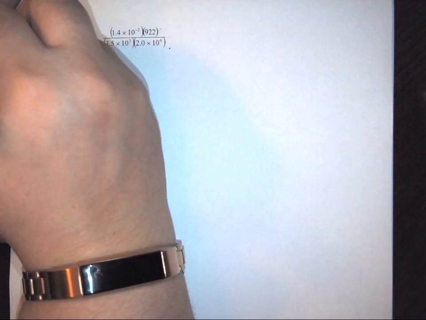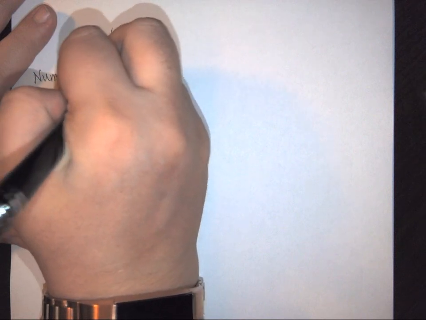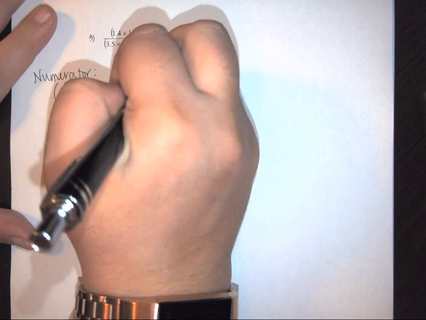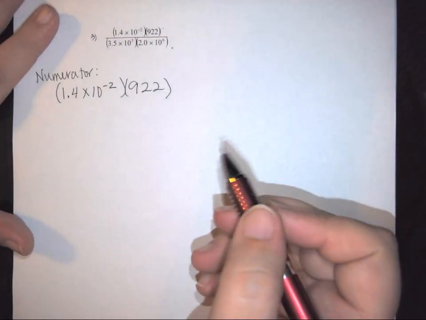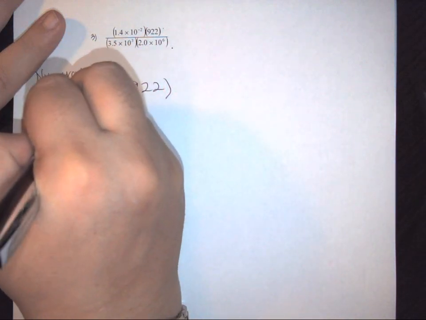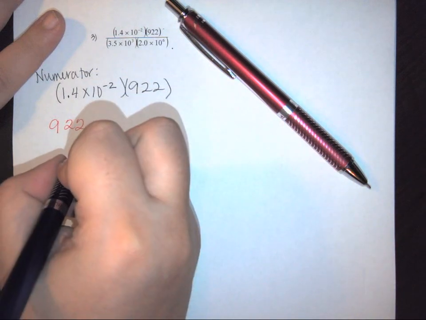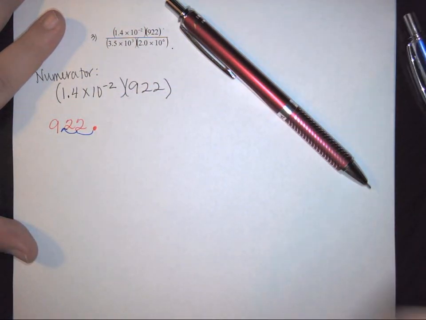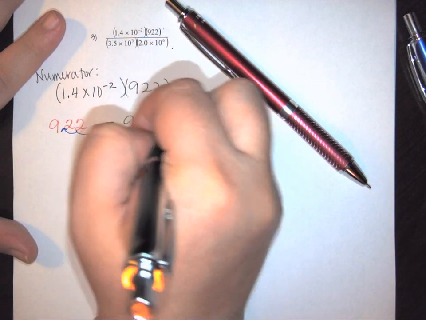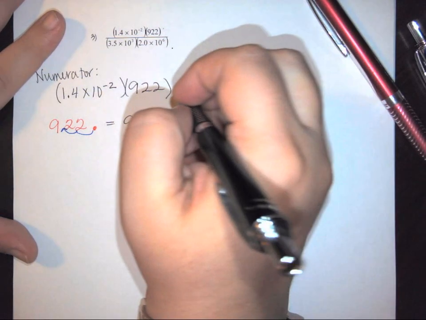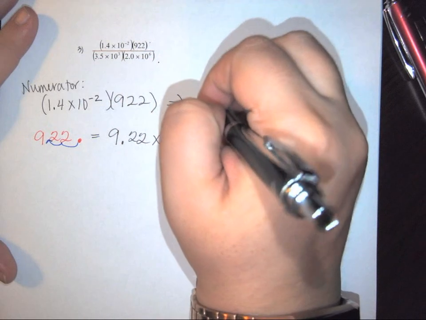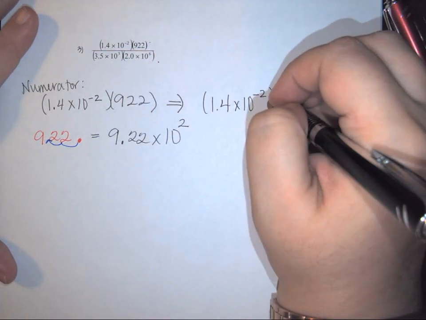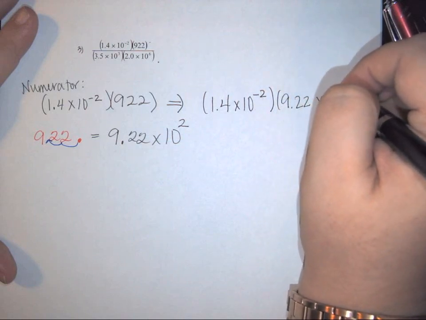So the first thing we're going to look at is just the numerator. When we're looking at the numerator, we need to combine 1.4 times 10 to the negative 2 and 922. Here the only one that has to change is going to be 922. Here's my decimal. Again, I need to move it, so 1, 2 puts it right there. So that makes this 9.22 times 10 squared. So that is going to change my numerator to 1.4 times 10 to the negative 2 times 9.22 times 10 to the squared.